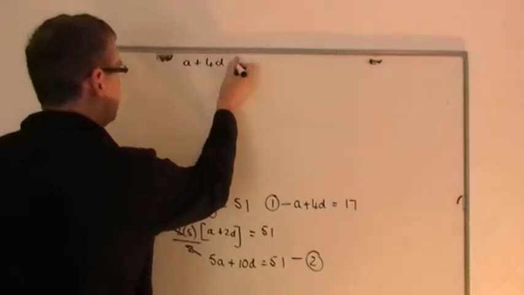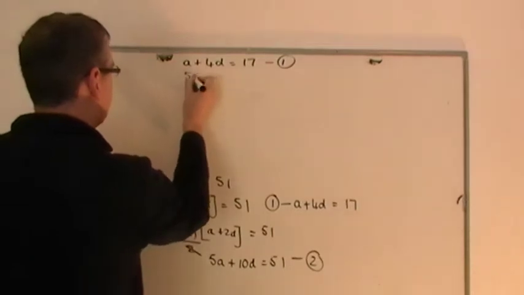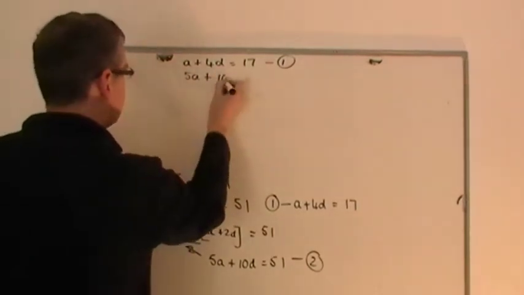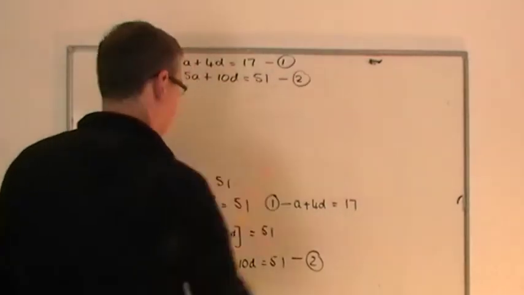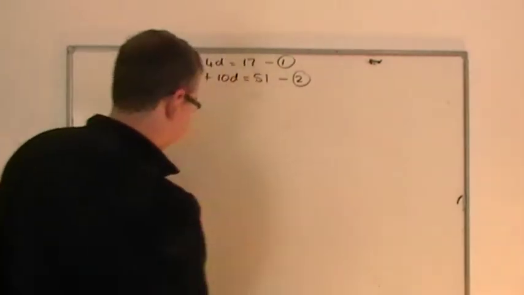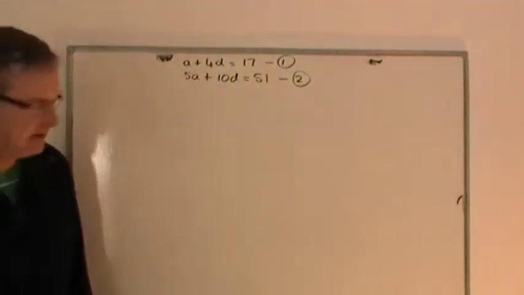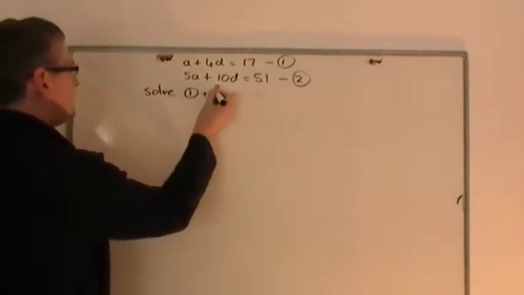A plus 4d equals 17, equation 1, and I've got 5a plus 10d equals 51, and that's equation 2. So I can now get rid of all of these, and we can now solve those two simultaneously. So here we go. Solve 1 and 2.